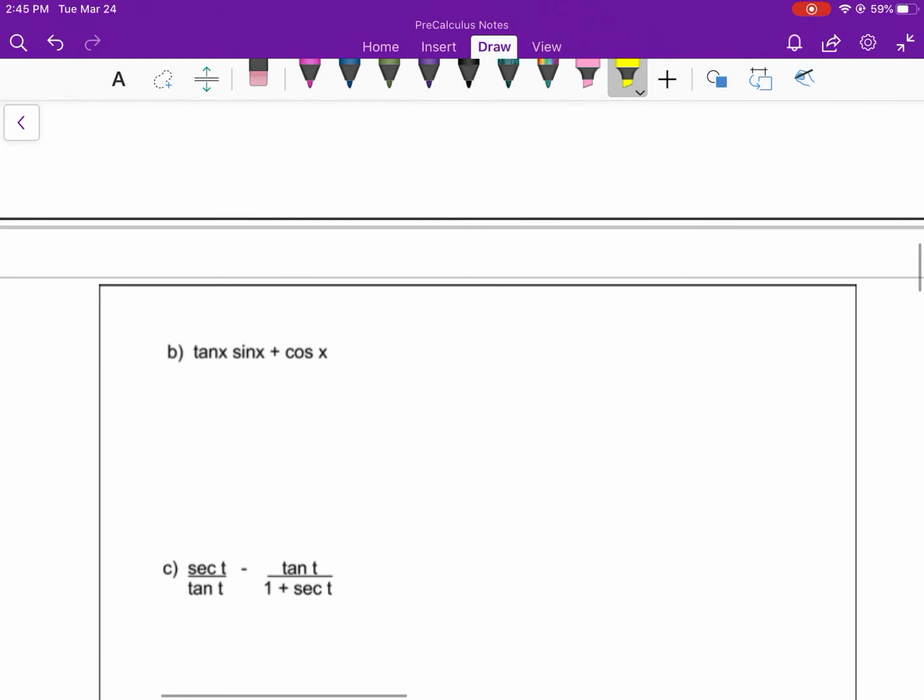Okay, now B doesn't say, or it doesn't look like a factoring problem. They don't right now have anything in common. So there you might want to try to write things in terms of sines and cosines and see where that gets you. So we know tangent is sine over cosine.